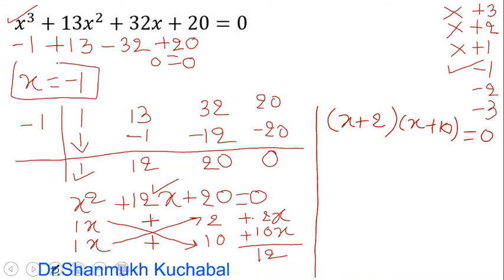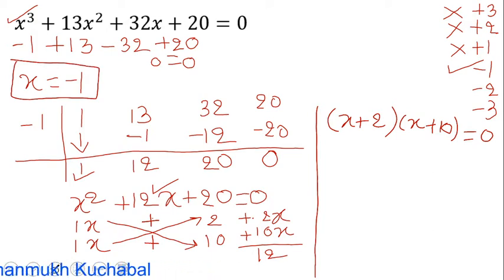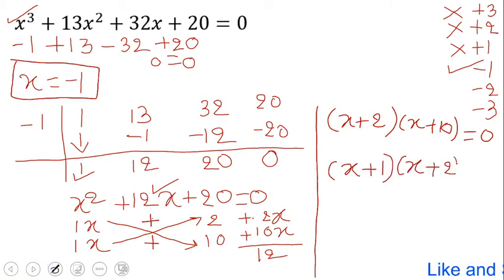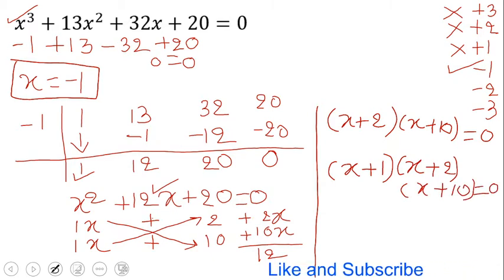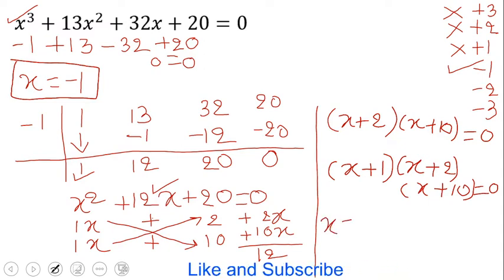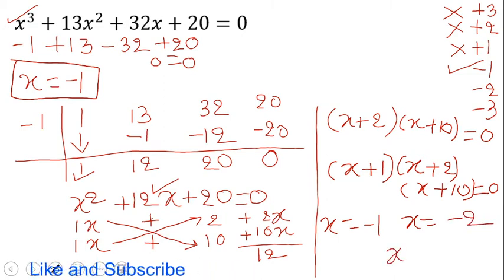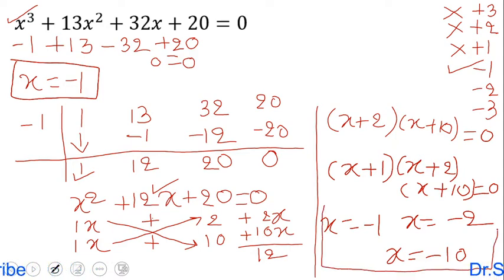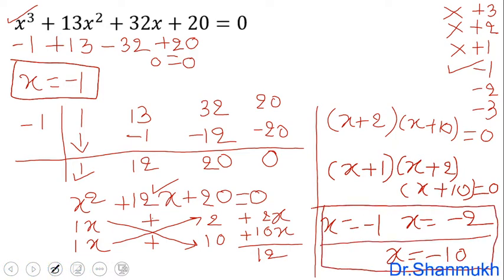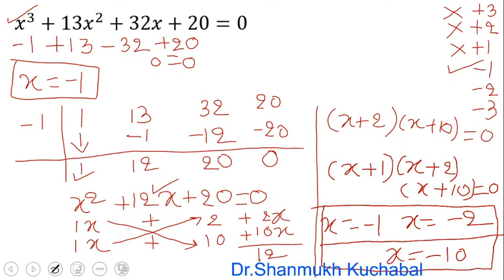The first solution: x minus 1, take it to LHS, so it is x plus 1. Next it is x plus 2. Next it is x plus 10 equal to 0. We can write the solutions: x equal to minus 1, x equal to minus 2, and x equal to minus 10. Therefore, the cubic equation leads to 3 solutions: x equal to minus 1, x equal to minus 2, x equal to minus 10.